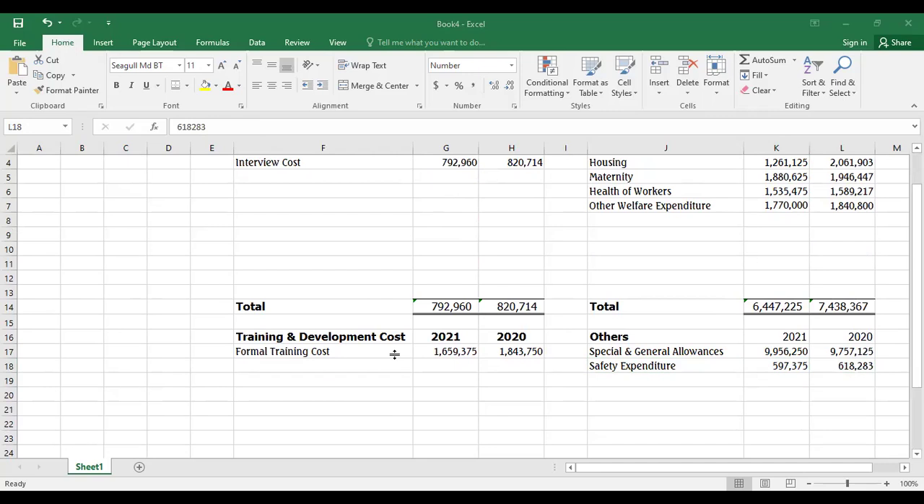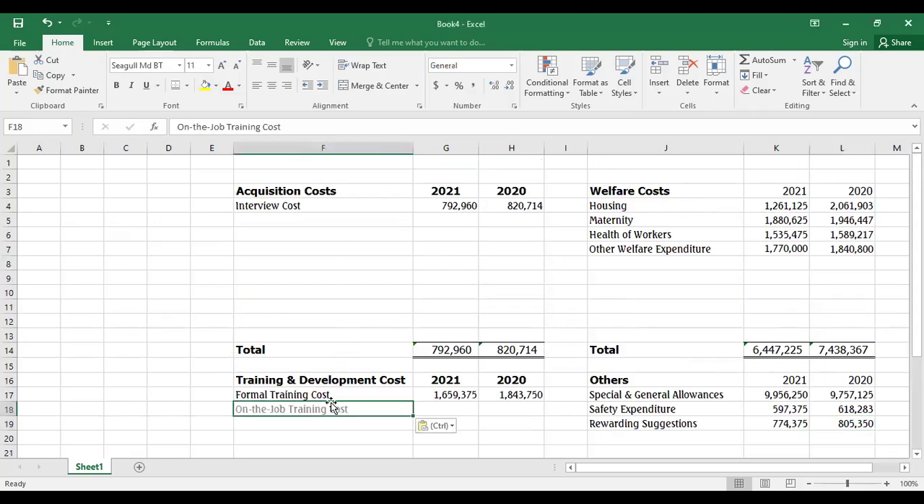Rewarding suggestions. So we say that falls under others. 774375. 805350. Then on the job training. On the job training is T&D. T&D, yes, training and development, 774375, same figure. 99888. Brilliant.